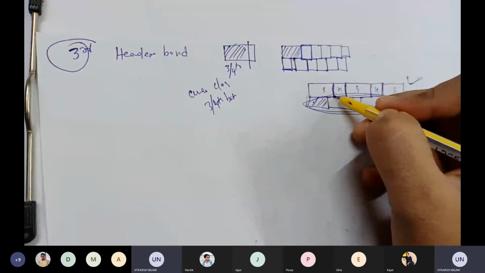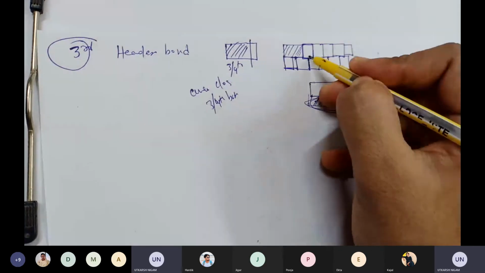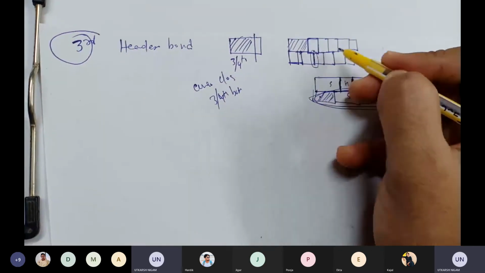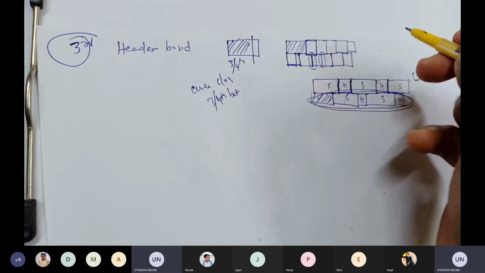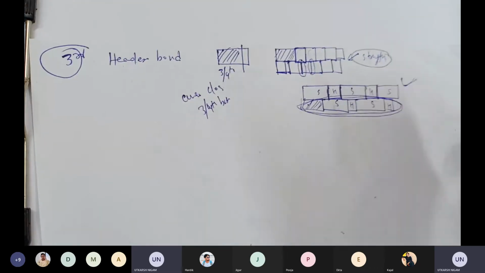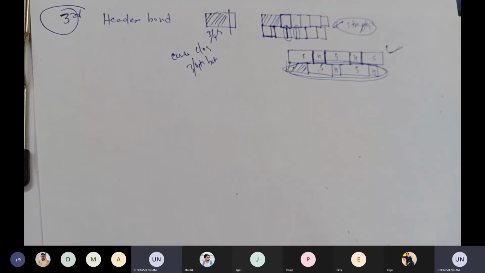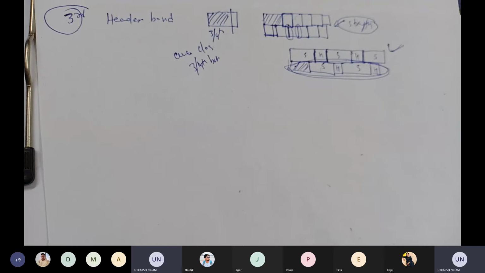These joints must not be repeated in the second course. Here if you observe, this joint is coming below this brick, and this joint is coming below this brick. Then only the strength will be provided. Only then the strength will be there. That is one thing to understand. That is header bond.